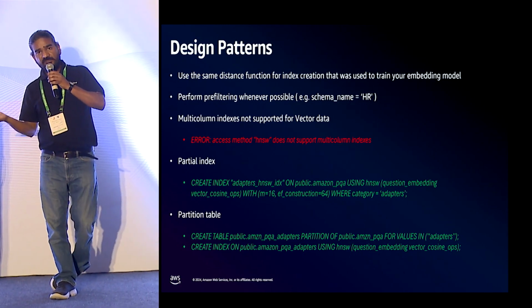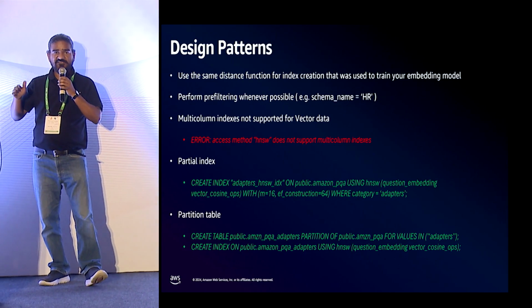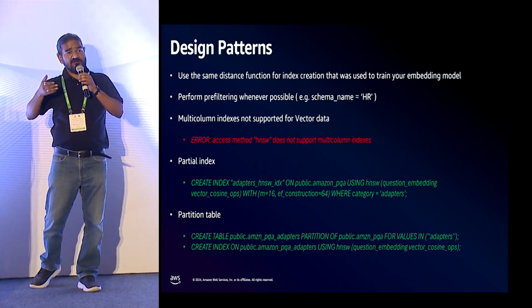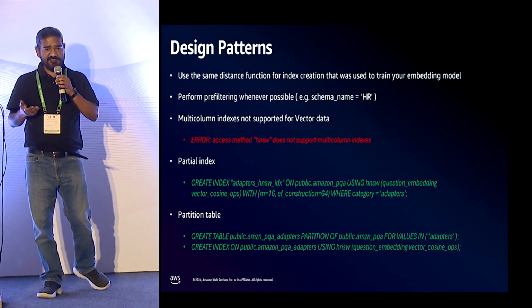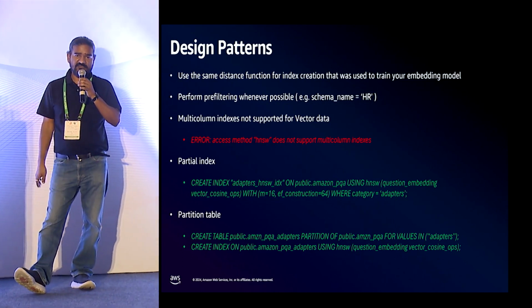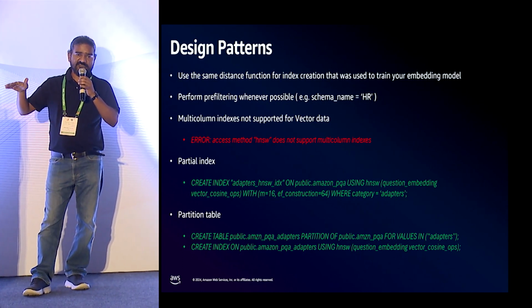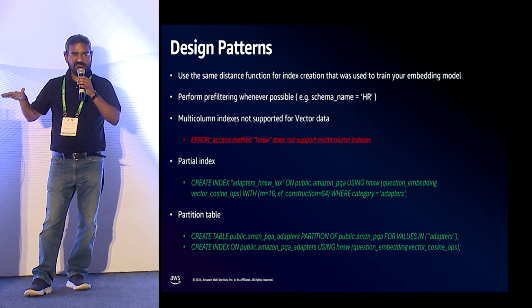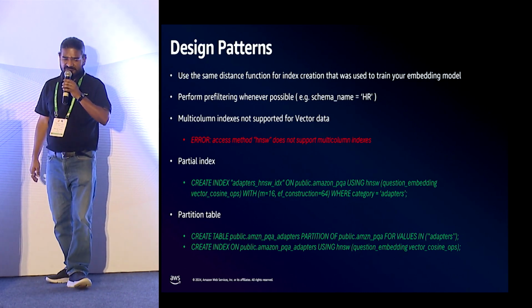Or we can do a partitioned table where each partition is about a product or a category or something, right? And then we create the index on top of that. So the first level of filtering is the category, and then the second is the embedding.